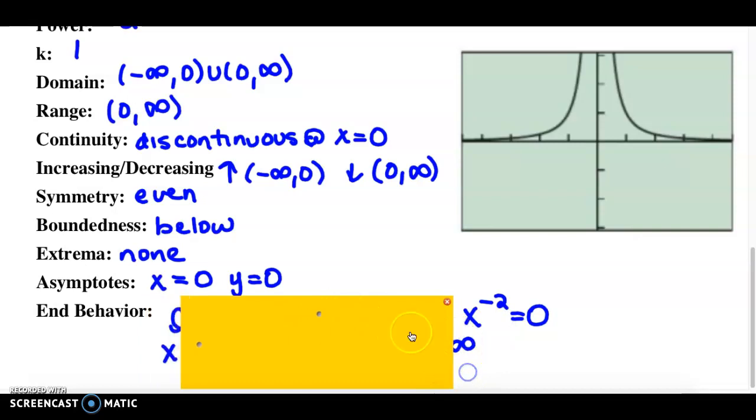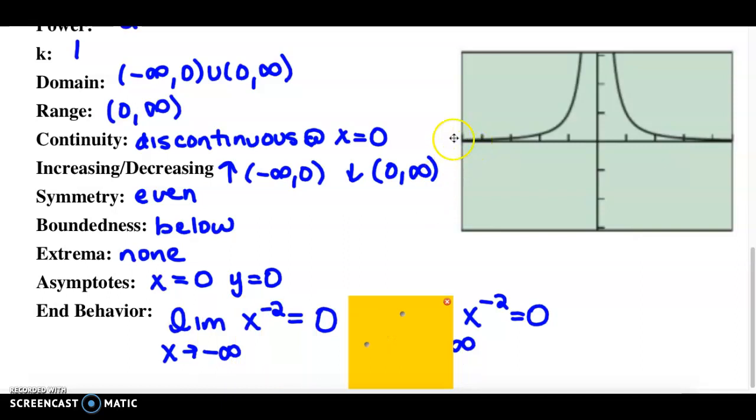And then the end behavior. As we're looking at the left side here, as x is going to negative infinity, we see this value is approaching 0, but not quite getting there. And then the same is true for the right side. As we go to positive infinity, it's approaching 0, but not quite getting there.